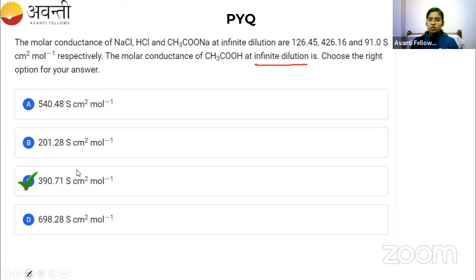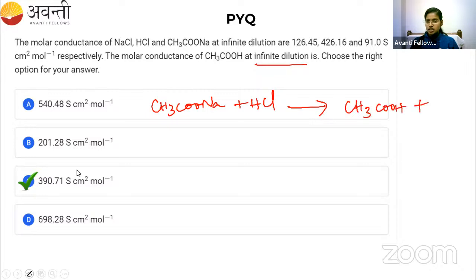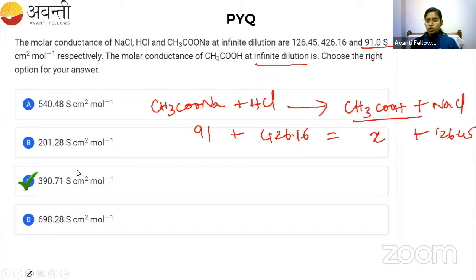Okay. So you have to take CH3COO minus, and if this reacts with HCl, it will produce CH3COOH and NaCl. So this is the relation. So for CH3COONa, the value is 91. And for HCl, it is 426.16, which is equal to X, and for NaCl, it is 126.4. So if you rearrange, you will get 390.71 as the correct answer for this question.